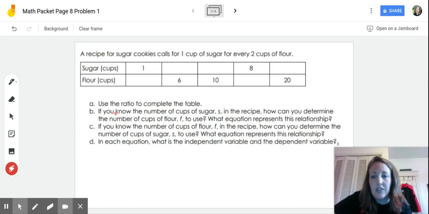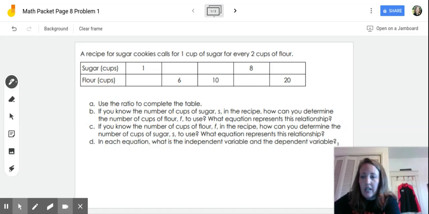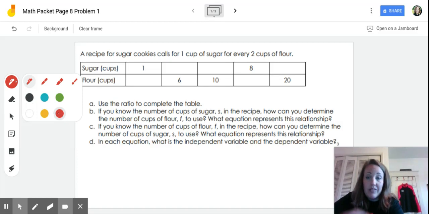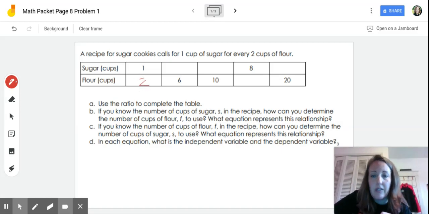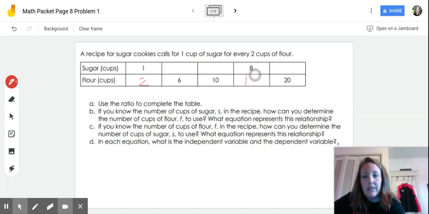And the first question says, use the ratio to complete the table. So let's do that first. Okay, so I'm going to use red. It gives us this in the problem, 1 cup of sugar for every 2 cups of flour, right? We can finish that. Where's another one like that? 1 to 2, 8 to, how about 16?